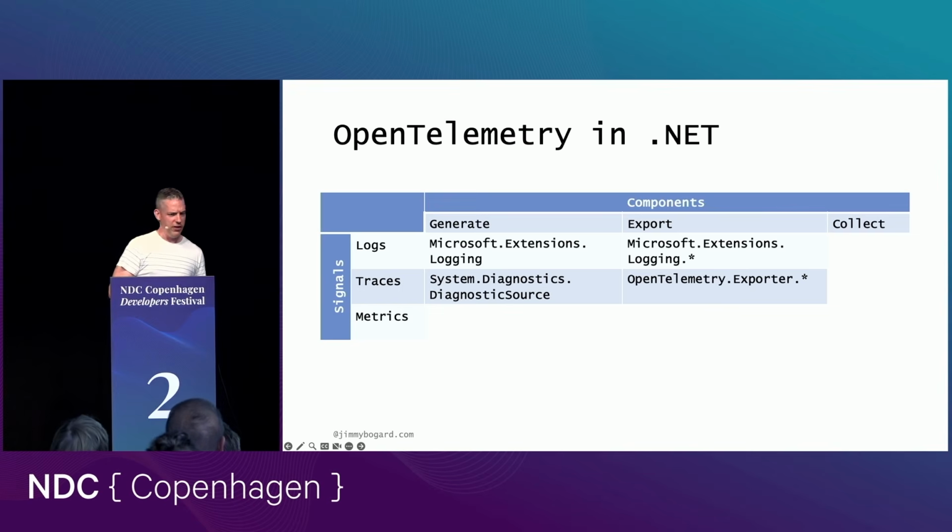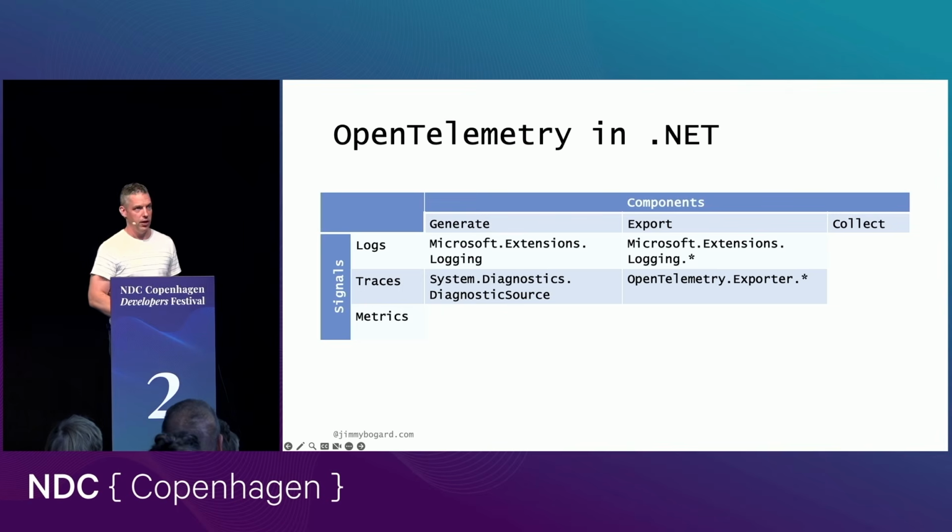On the exporting side, though, they only had their vendor-specific one. So in this case, when we're looking at exporting, we're going to be pulling off of OpenTelemetry.Exporter-based NuGet packages. So if you're looking at a specific package or a specific collector, then we'll have a specific exporter for that collection.